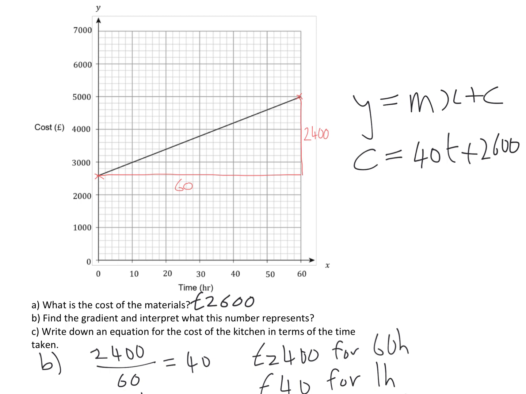And you should be clear then what C and T mean. C is the cost and T is the number of hours.